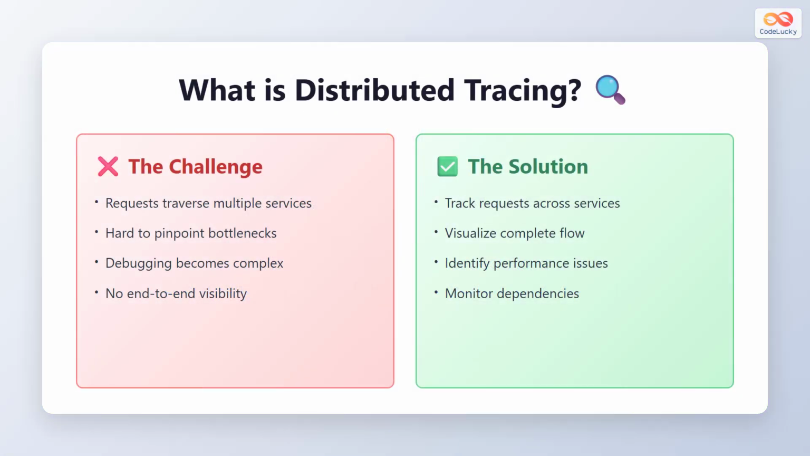Distributed tracing is a technique used to track and understand the flow of requests through a distributed system. In traditional monolithic applications, a single request goes through one application. But in microservices, a single user request may travel through many different services. Each service processes the request and passes it along. Distributed tracing gives us visibility into this entire journey, helping us identify where issues occur and how different services interact with each other.